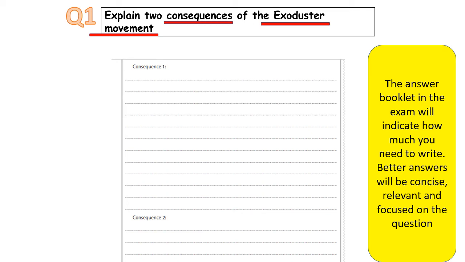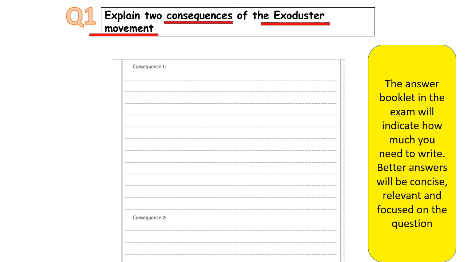Hello Year 10. Before you do today's lesson, you need to spend a few moments looking back at your work from last week on the Exoduster movement. So you need to understand the push and pull factors that made African Americans go out west, and you also need to pay special attention to the consequences for African Americans. So you'll remember you completed a little table to that effect, so you need to look over that.